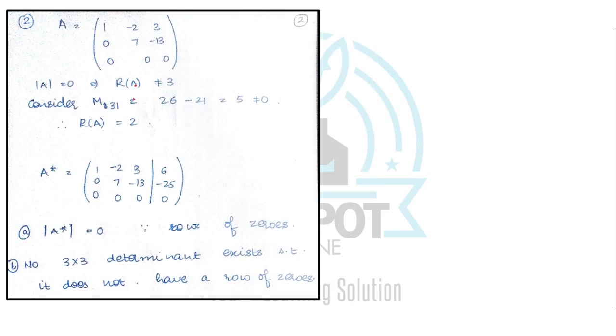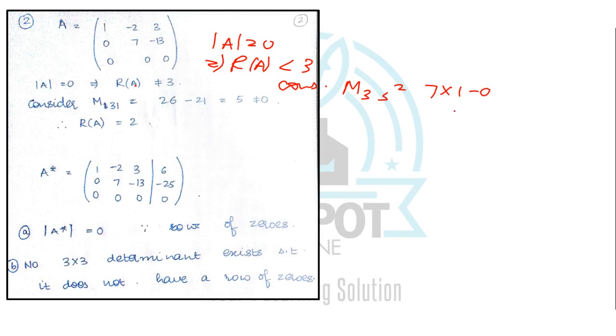Okay. Now you come to this particular question. Here, you can clearly see that there is a row of zeros in A, which implies the determinant of A is equal to 0, which implies rank of A is less than 3. Now consider M33, which is equal to 7 into 1 minus 0, which is equal to 7 minus 0, which is equal to 7, which is not equal to 0, which implies that rank of A is equal to 2.